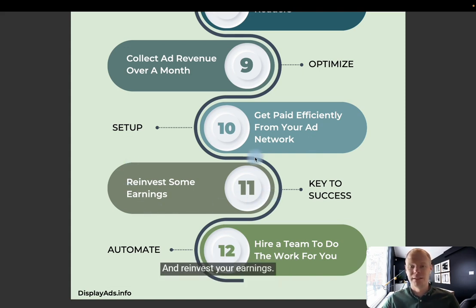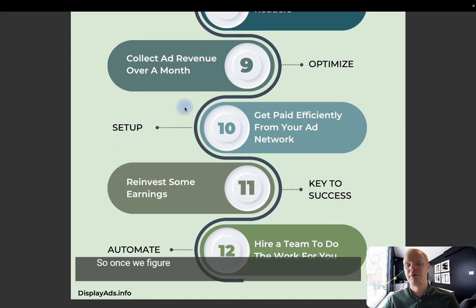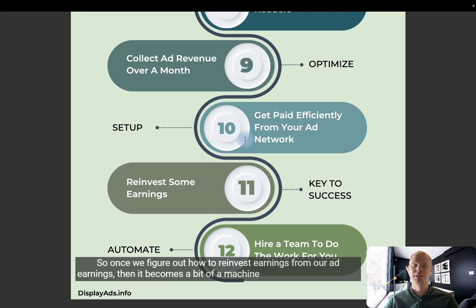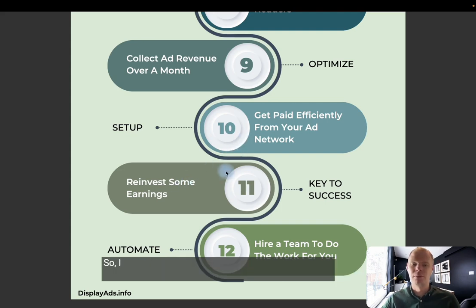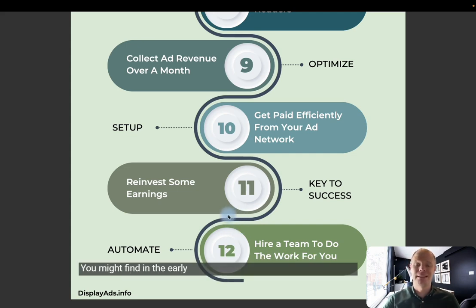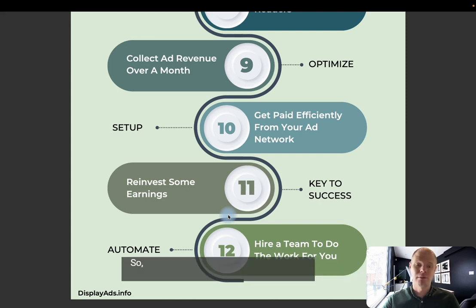And reinvested earnings, so number 11, and I've put here a key to success because it really is. So once we figure out how to reinvest earnings from our ad earnings, then it becomes a bit of a machine, really. It works for itself. So I would say look at reinvesting 30% of your earnings, your profits, back into content and continue the growth. You might find in the early days you're happy to reinvest everything. So I'd massively say reinvest everything if you can.